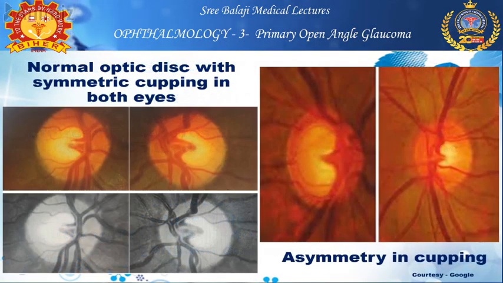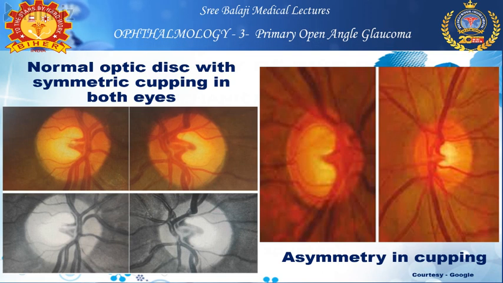So, the first picture shows a normal optic disc with symmetric cupping in both eyes. The picture above is a color fundus photograph, whereas the picture below is a red-free photograph, which is more useful in evaluating the optic nerve head and the retinal nerve fiber layer because of the good contrast.